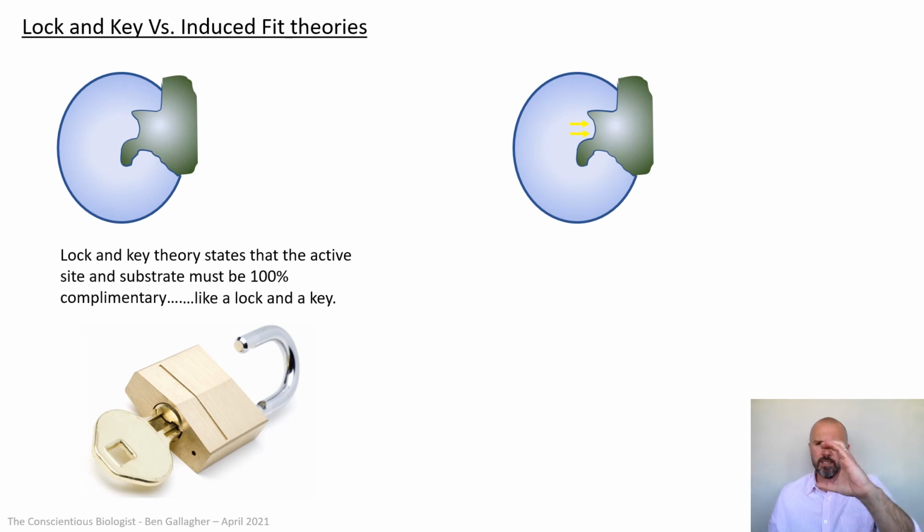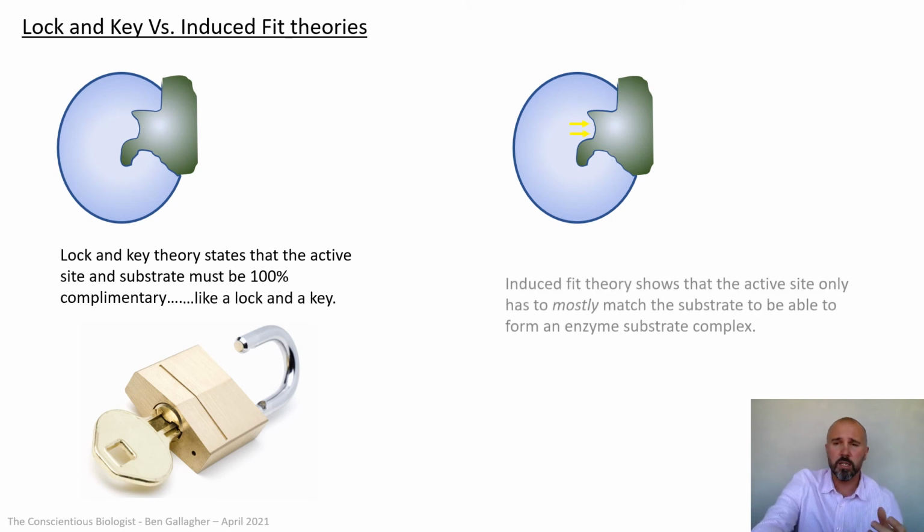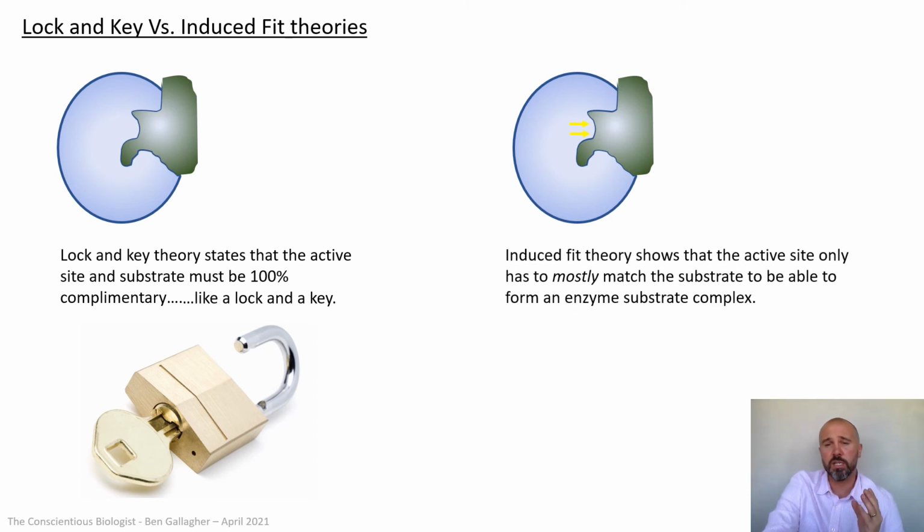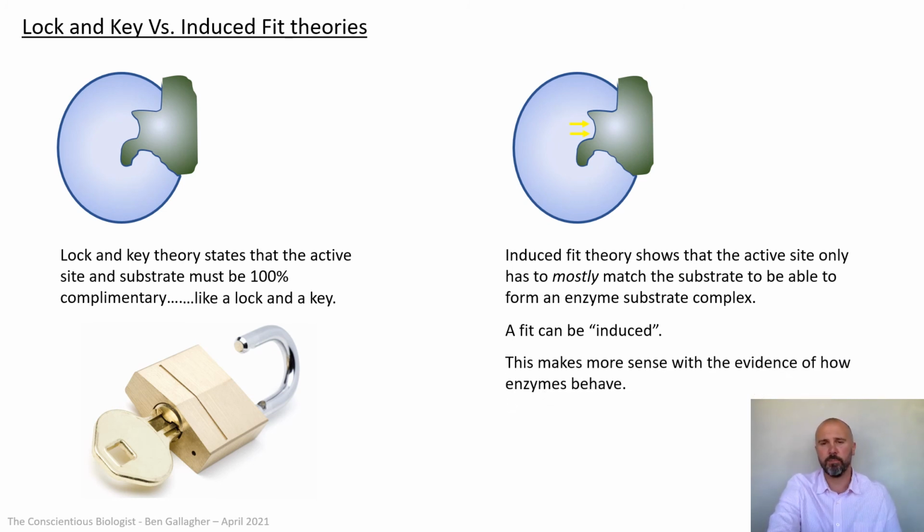The equivalent would be, if you look at my hand, if I make that shape, that would be 100% fit there. That's like lock and key. If this was a slightly narrower shape, look, it can almost slightly force its way in and induce the fit. Okay, so this is induced fit theory that shows that the active site only has to mostly match or be complementary to the substrate to be able to form an enzyme substrate complex. A fit can be induced. Okay, it can be made to fit in there.